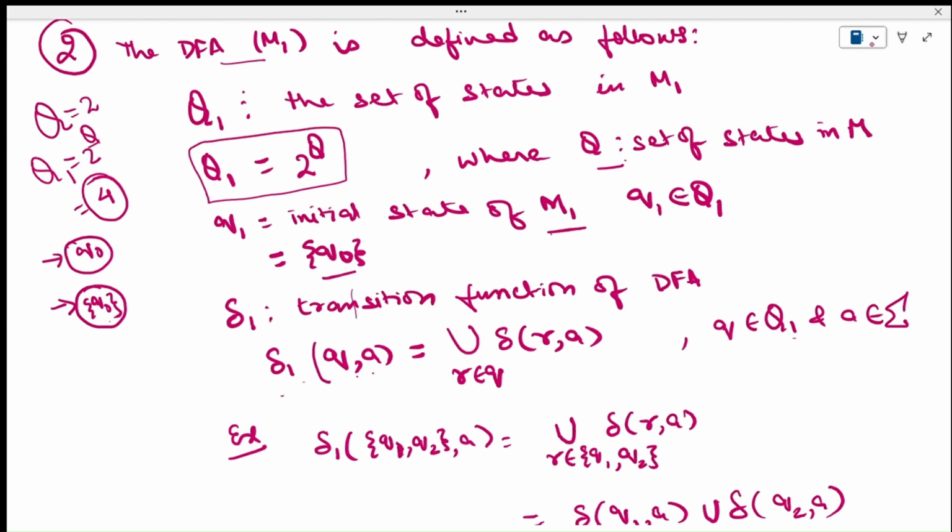The transition function of the DFA is represented in the form of delta 1. Delta 1 of Q comma A. Here Q is any state and A is any symbol. It will have the formula: union of R that belongs to Q, delta R comma A. Now I will explain this through an example.